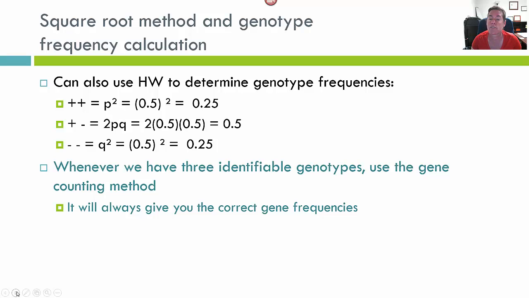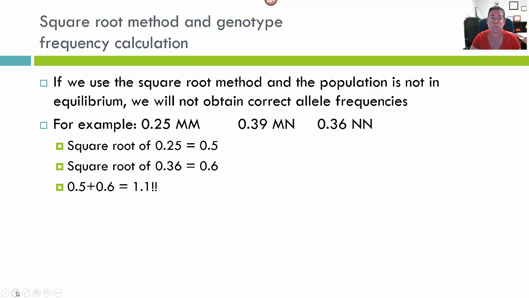So whenever we have 3 identifiable genotypes, use the gene counting method. It will always give you the correct gene frequencies. The square root method and genotype frequency calculation. If we use the square root method and the population is not in equilibrium, I want to make it clear you're not going to obtain correct allele frequencies.